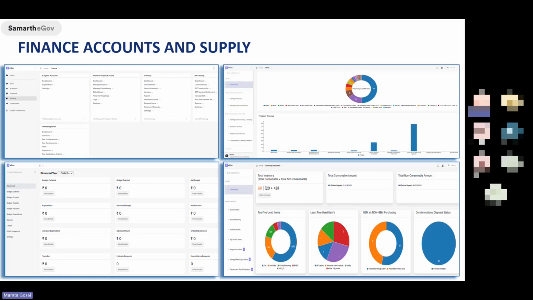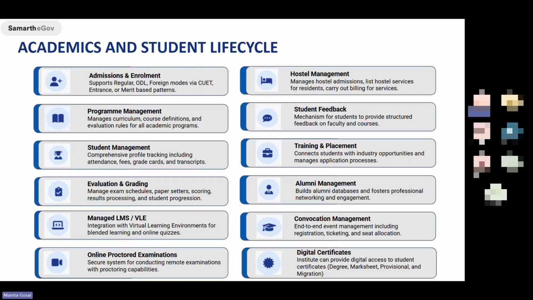So you can see all the four modules that I've covered under the finance, accounts, and supply chain. Okay, so these are the modules that are there under the academic and student life cycle modules domain. So here we have 12 modules. I'll start with admission and enrollment.